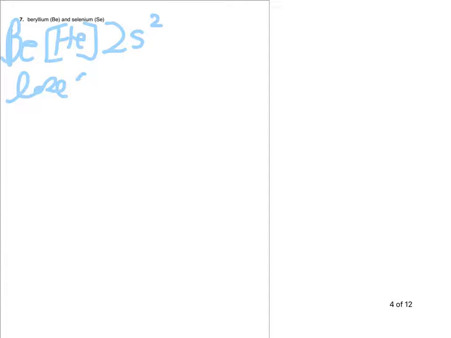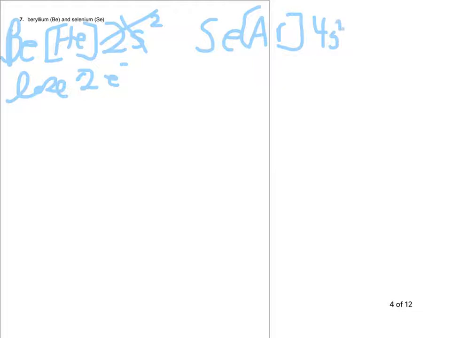Number 7, we've got beryllium and selenium. Beryllium, we're going to have helium and then a 2s2. It's going to want to lose those 2 electrons. And then selenium starts with argon, and it's a 4s2. This one moves into a 3d10, remembering the d's are off by 1, and then 4p4. So this one's going to need to gain 2 electrons, bringing that up to a 6. So they're already balanced out.